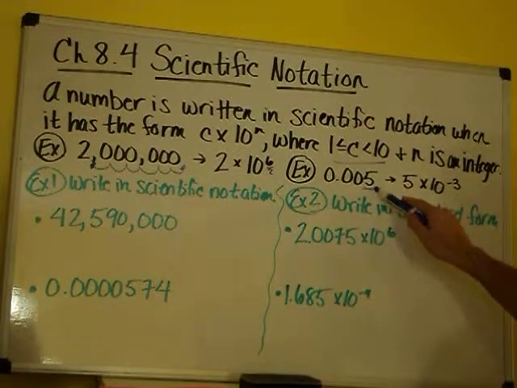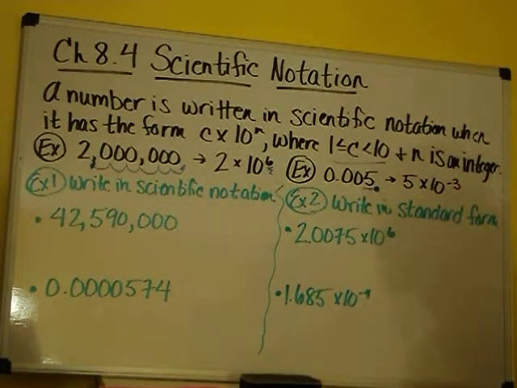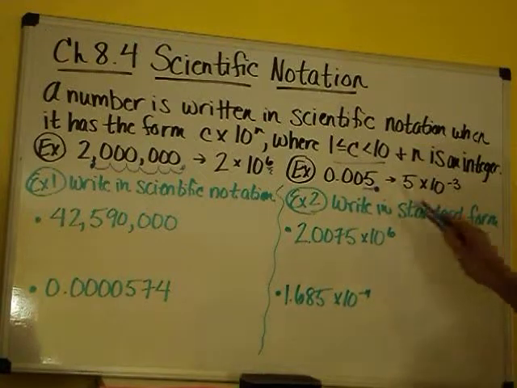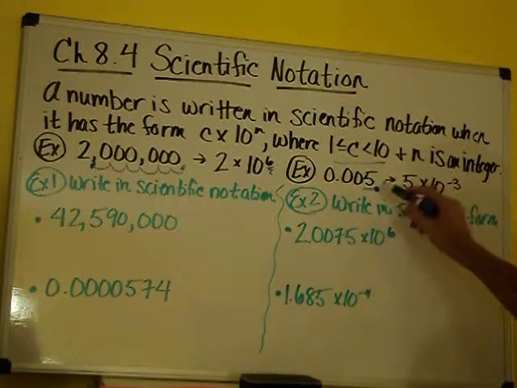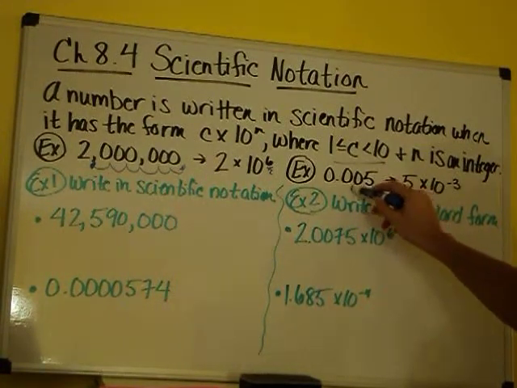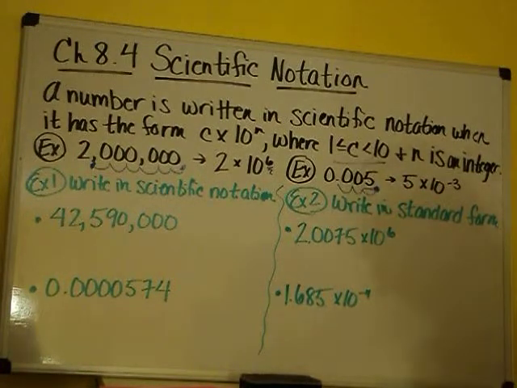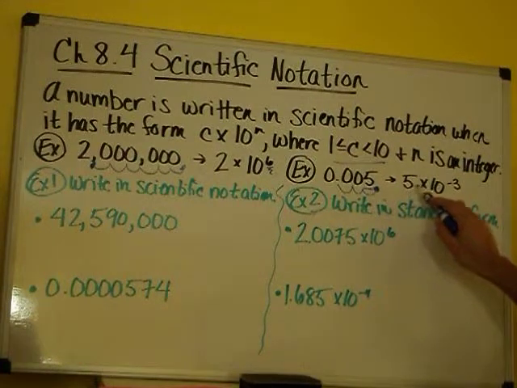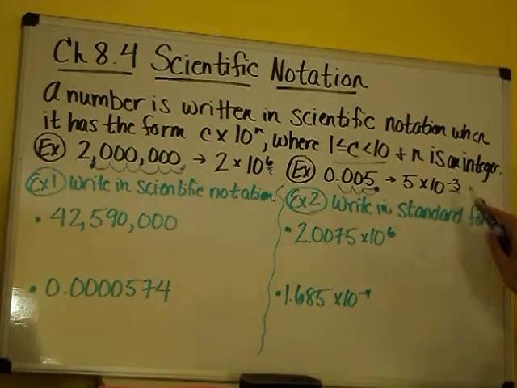So if we start at 5, how many decimal spots am I moving in which direction in order to get 5,000? Here I'm moving 1, 2, 3 spots to the left, which is a negative direction. So I'm going to have 5 times 10 to the negative third. Okay? Alright, so let's do some examples.